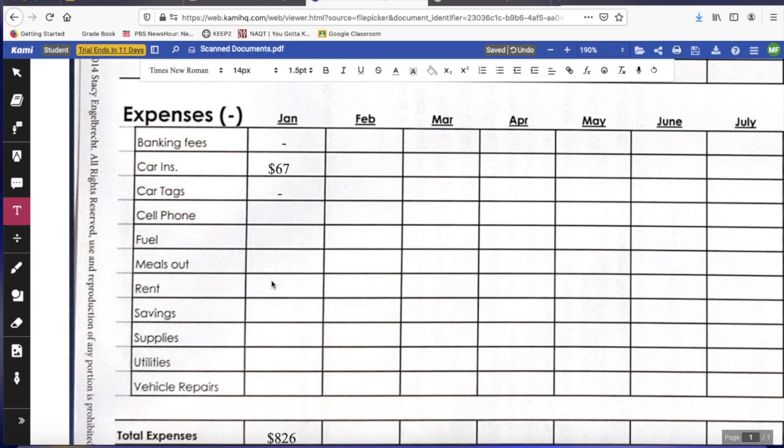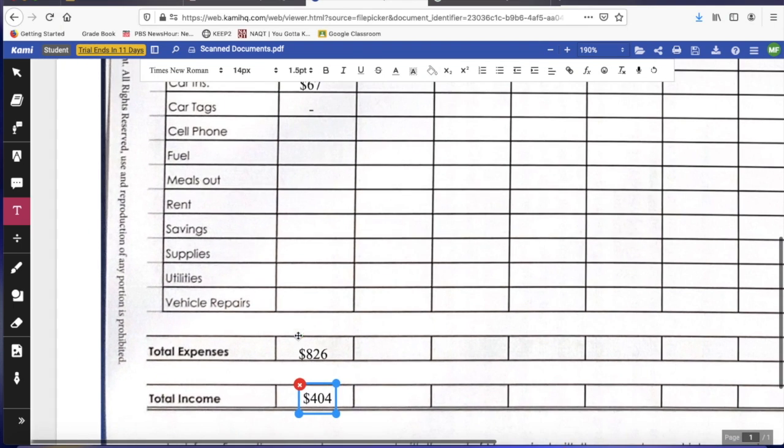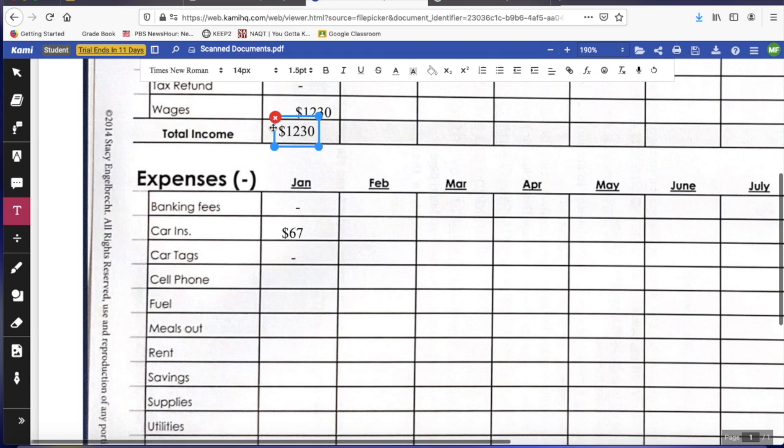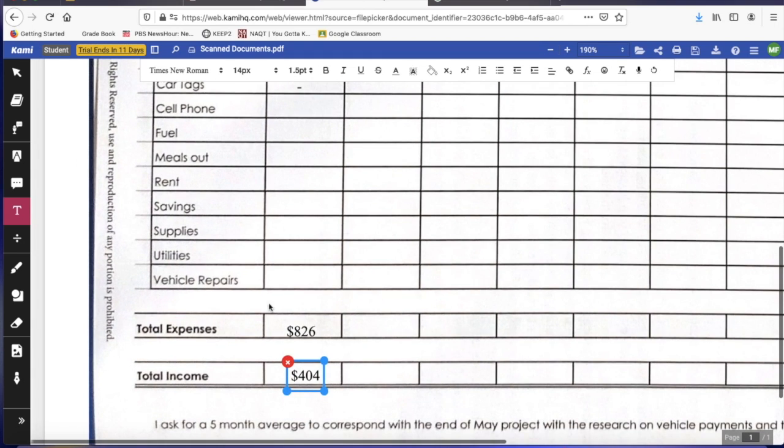So there you go. Make sure that you fill in the rest of these. He did have cell phone, fuel, meals out, rent, savings, supplies, utilities, vehicle repairs. Don't get hung up on the savings because he does have 2 transactions, so don't forget to count both. And you should be good. So you just go through, put the number in, add up the total. That's what your total should be. And then subtract your total expenses from your total income up here of $1,230 minus the $826, and you'll get the total income down here.